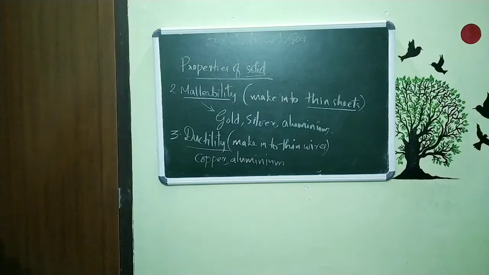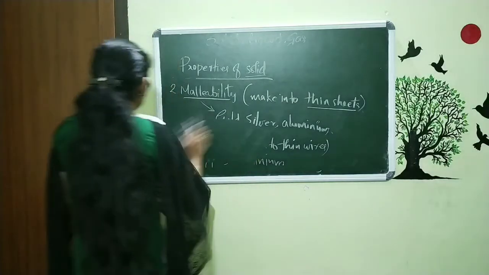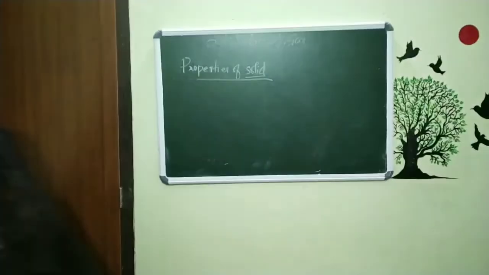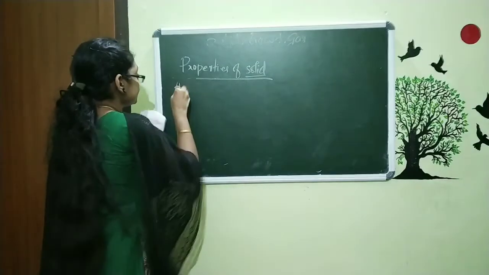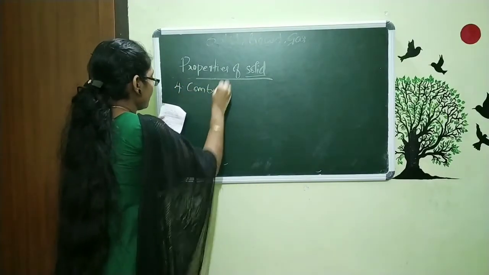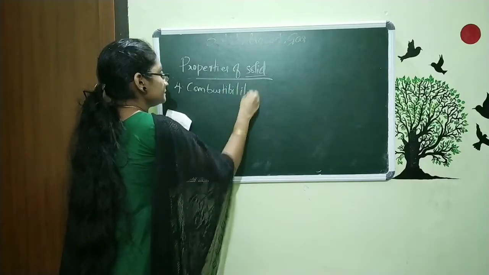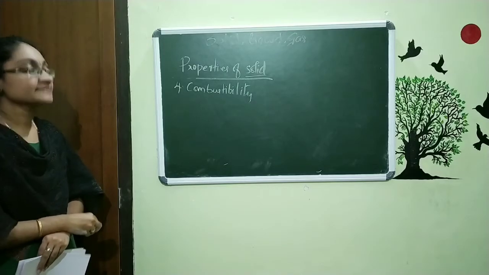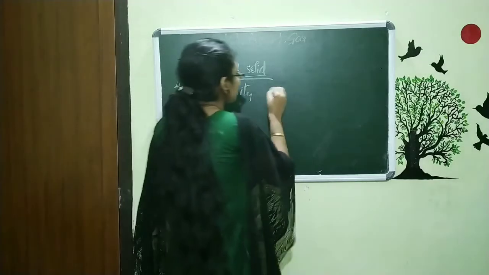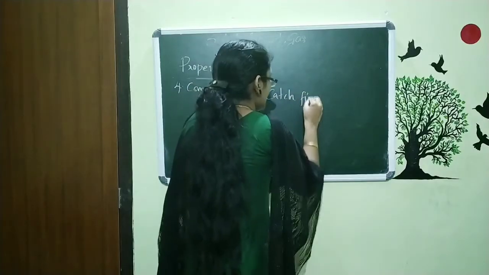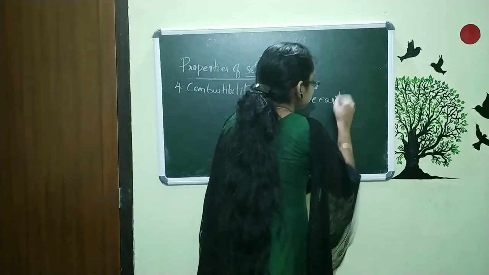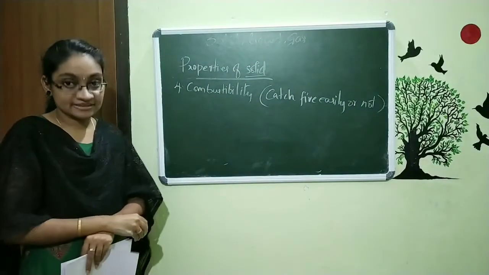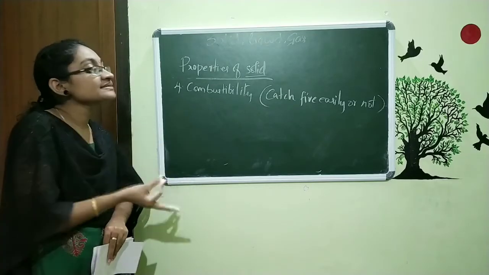And now we are going to discuss the fourth one, that is combustibility. Very simple. What does combustibility mean? It is also very simple. The thing is this: does the substance catch fire easily or not? The thing behind this combustibility is whether the substance gets fire easily or not.